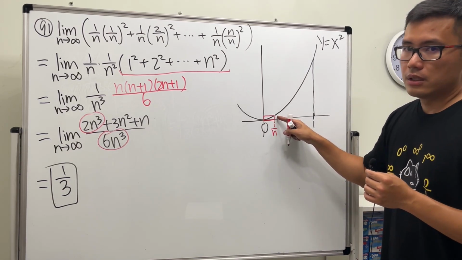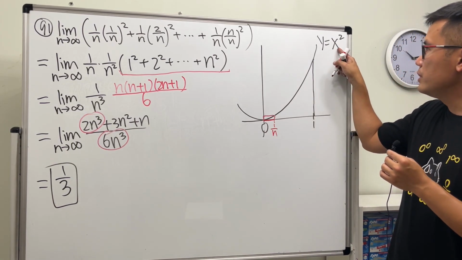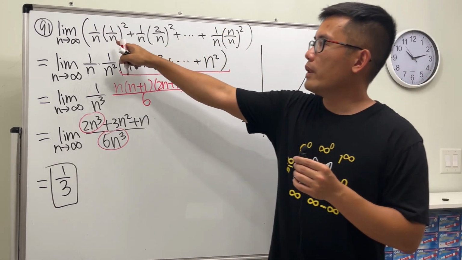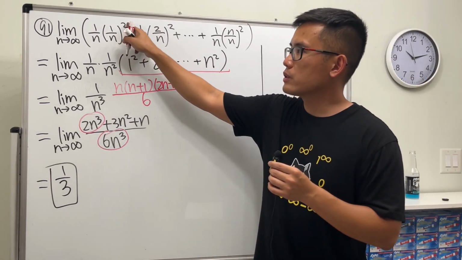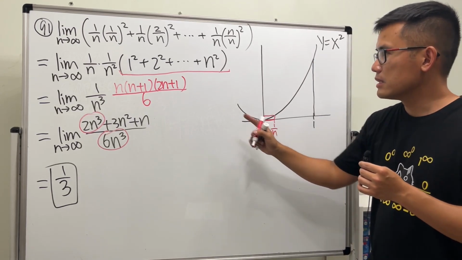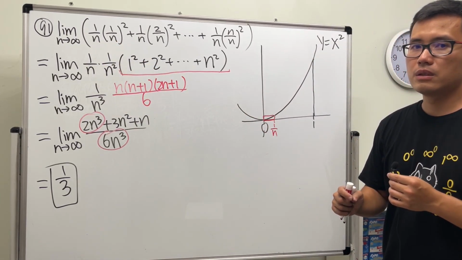What's the height of this rectangle? It's just a y value. We use this x value, 1 over n, we put it here, and we get 1 over n squared. So this height is 1 over n squared times the base, which is 1 over n. So this right here is the area of the first rectangle.